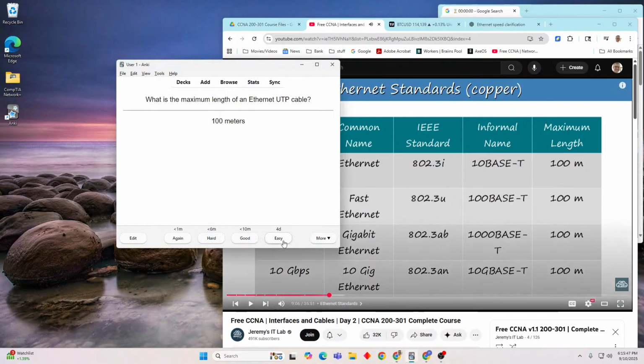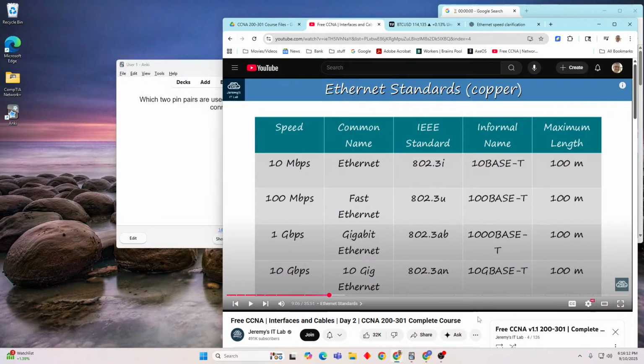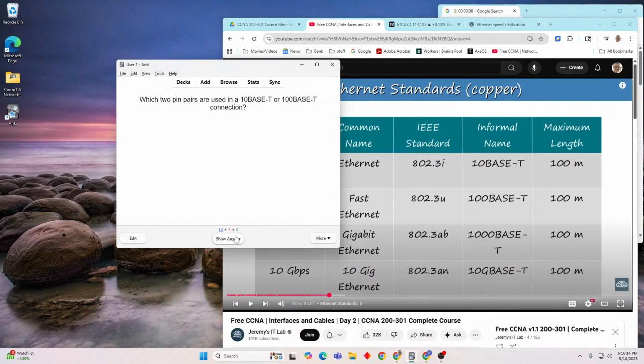Okay. I don't know why I'm so shocked, but like, do they have to have some node infrastructure every 100 meters or something? All right, which two pin pairs are used in 10BASE-T or 100BASE-T? I have this open right now. Wait, which two pin pairs? No, because pin pairs are talking about. I don't care. I don't care.